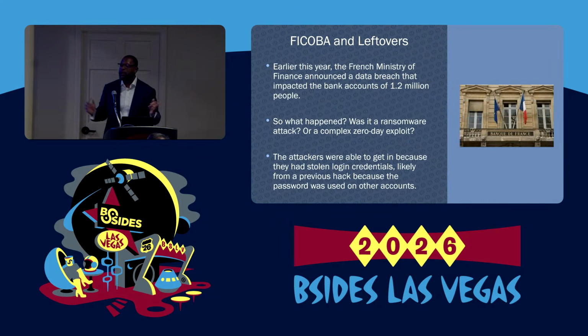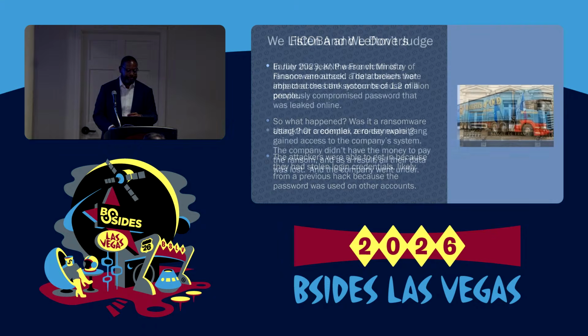So let's look at a real life example. Earlier this year, the French Ministry of Finance announced a data breach that impacted the bank accounts of 1.2 million people, right? So what happened? Was it a ransomware attack? Was it a complex 0-day? No. It was an old password that someone used at their previous government job that was exposed, and they decided to use it at their new job. And that allowed attackers to get into this government system.